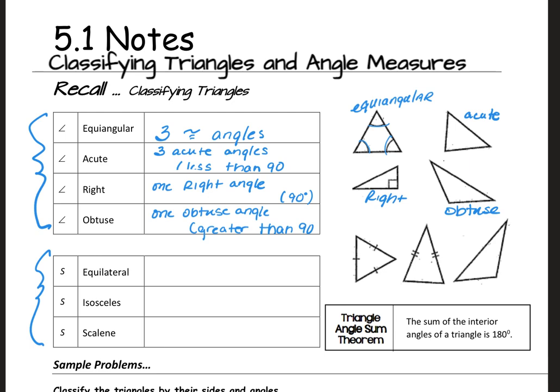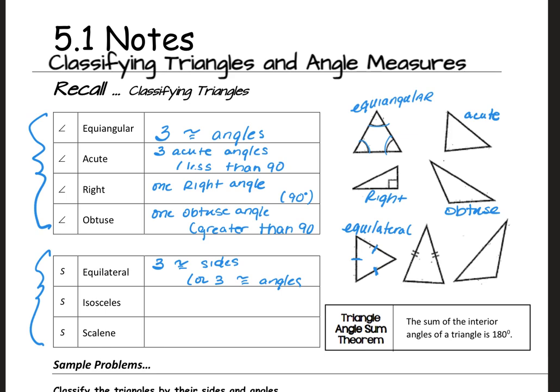The next way to classify a triangle is by its sides, and there are three types of side classifications. The first one is equilateral, and just like equiangular, it's telling you that all the sides are equal. Most of the time, it'll show you with dashes that all the sides are the same, or it'll tell you with numbers that all the sides are the same. But it could also show you that all the angles are the same, and that would still make it equilateral.